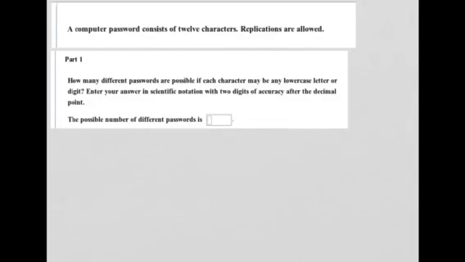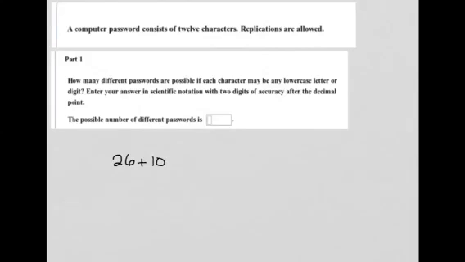In this set of problems, we know that a computer password consists of 12 characters and replications are allowed. So the first problem we want to solve is how many different passwords are possible if each character may be any lowercase letter or digit. So how many lowercase letters do we have? Well, that's 26. And there are 10 digits because it's 0 through 9.